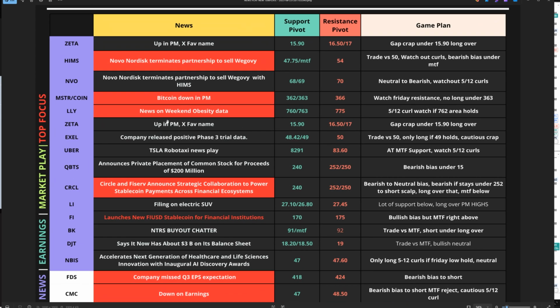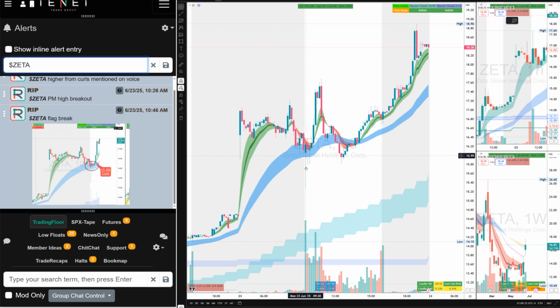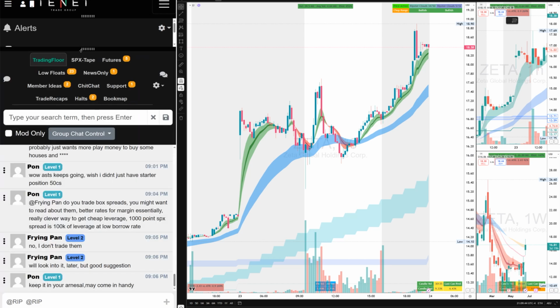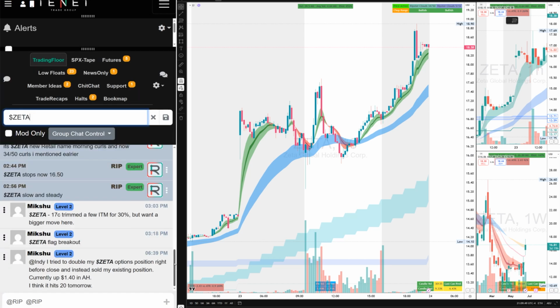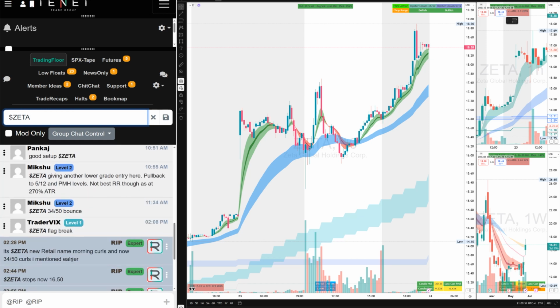Getting chatter on X, gap and crap under 1590, long over. So you see that it was gapping and crapping. I saw the curl I mentioned on the voice. You could long here at 1630, 1620, put your stops at 1600 or 1590, and you take it all the way up to 1760. And then ZETA gave another curl. I think I mentioned the curls on the trading floor as well.